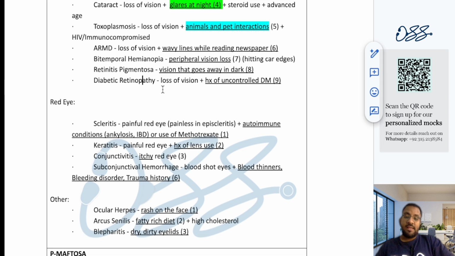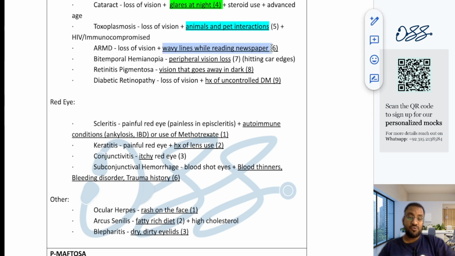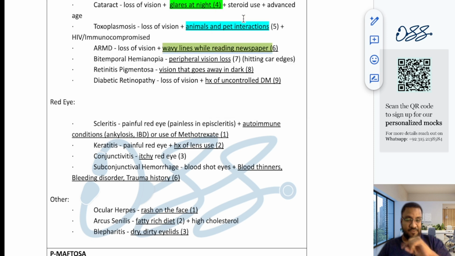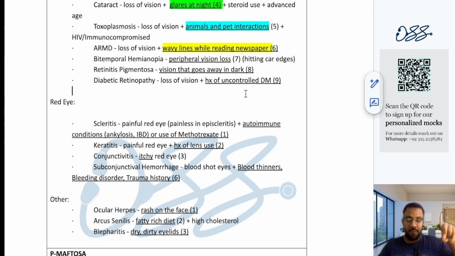Then the next differential that you should rule out is age related macular degeneration. In this there would be loss of vision. The one question that will help you rule it in is, are you seeing the lines get wavy, or are you seeing waves while you are reading a newspaper? Do you feel that the letters are written in a wave form whenever you are reading a newspaper? If the patient is old, more than 65 years of age, and has loss of vision with wavy lines, then you may think about age related macular degeneration.